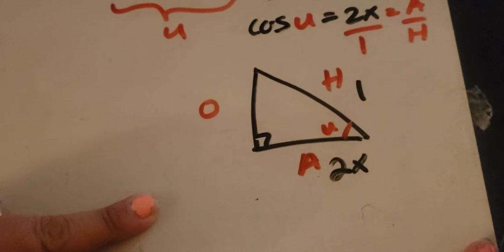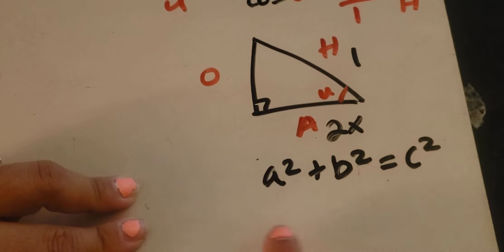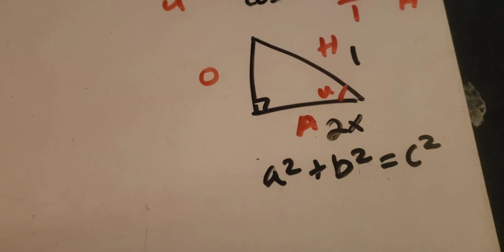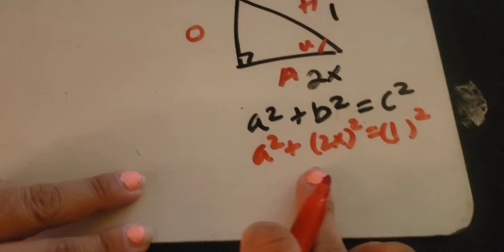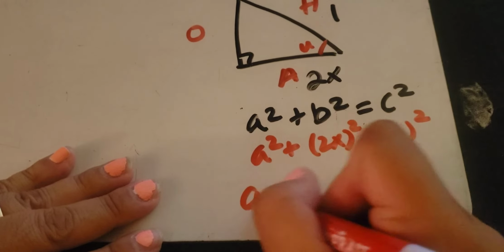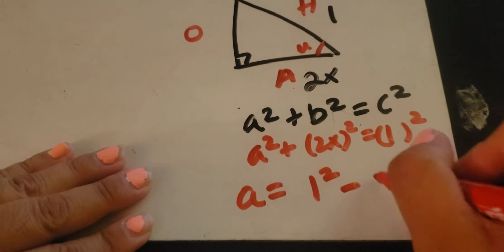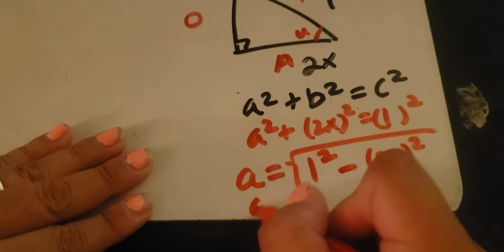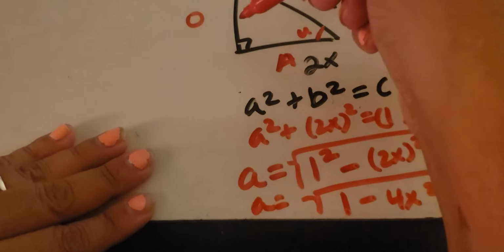Again, the Pythagorean theorem. So let me lift this up a bit so I can have more room. So a squared plus b squared equals c squared. I'm going to make a my opposite because remember these are the legs. So this is the same as saying a squared plus 2x squared equals 1 squared, okay? And again, I'm just going to go a little bit faster, but you should be able to do it yourself, okay? a squared equals 1 squared minus 2x squared, and we want the square root of that, okay? So I'm going to simplify this, and I should be able to get the square root of 1 minus 4x squared. And again, that is our opposite.